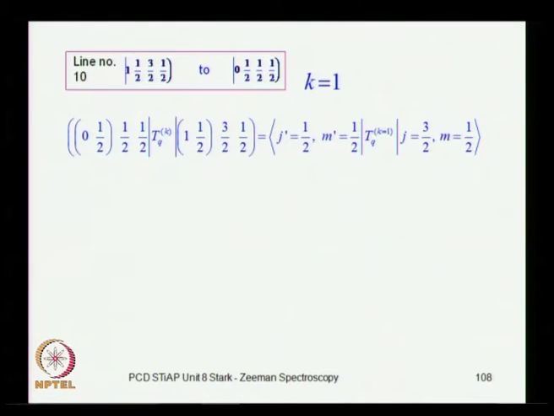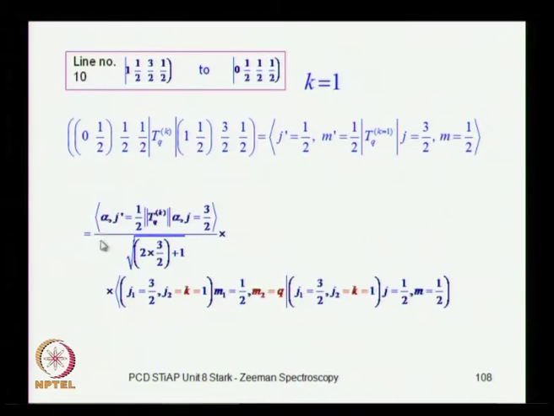For line number 10, this is the transition from 3/2, 1/2 to 0, 1/2, 1/2. Again we know that k is equal to 1. So, you break it into the physical part and the geometrical part, put in the quantum numbers, put k equal to 1 over here, find that in this case also the M2 quantum number must be 0, for the same reason that in the previous case you had both M1 and M equal to -1/2. In this case both M1 and M are equal to +1/2.